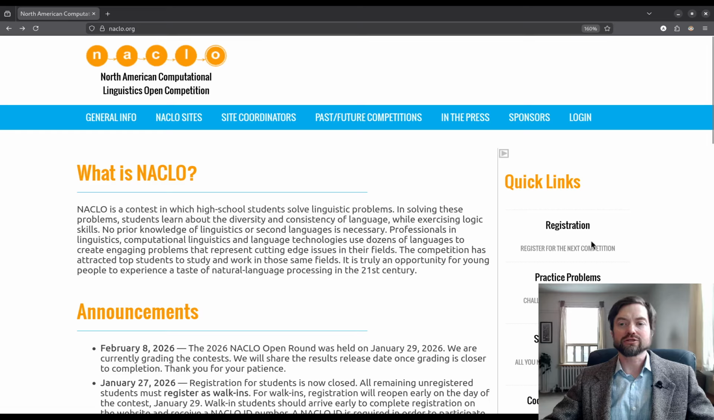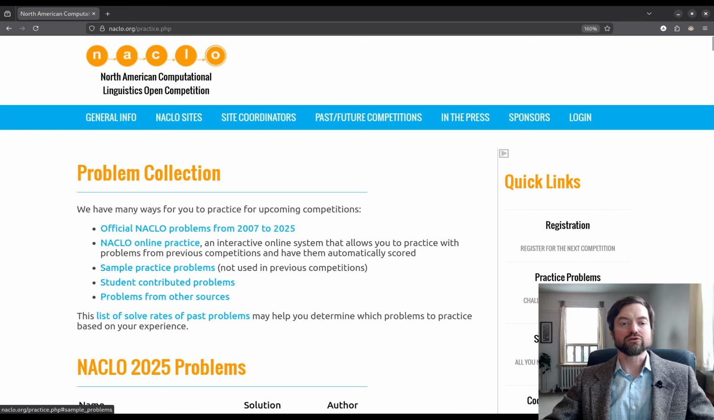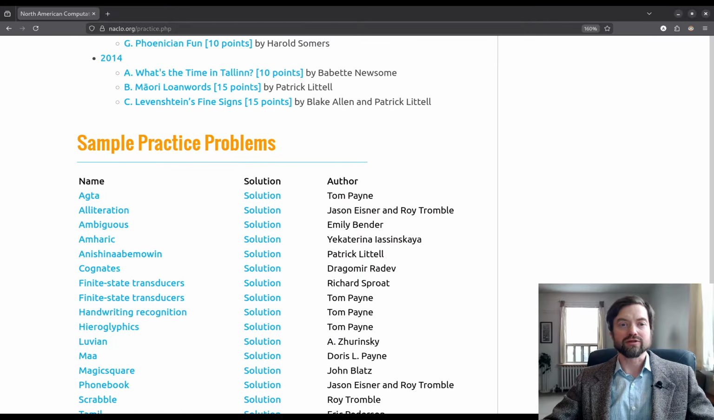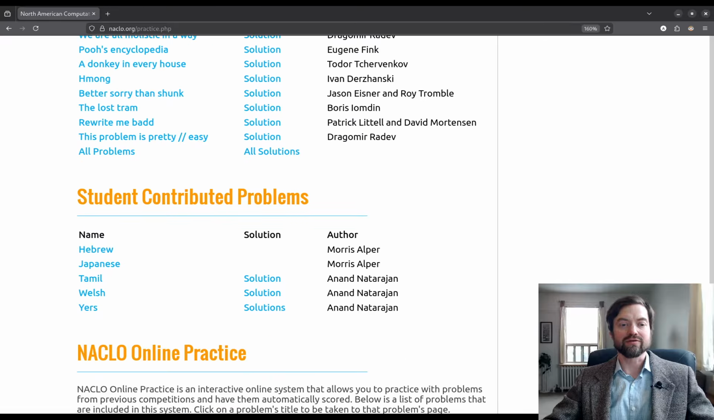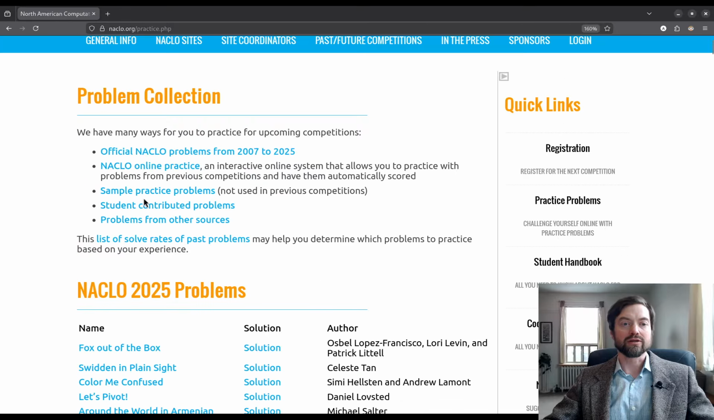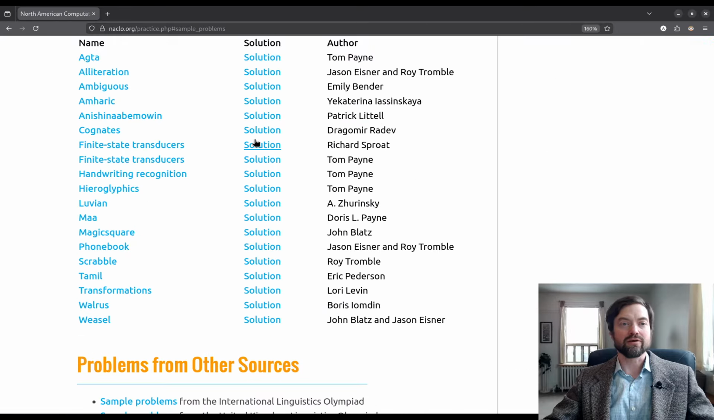On to another NACLO sample problem. So let's go to the NACLO page, link to practice problems, and we're using the sample practice problems here, along with the giant selection of all these NACLOs since they first started in 2007. But you can click on sample practice problems to go right down here. So first we did agta.